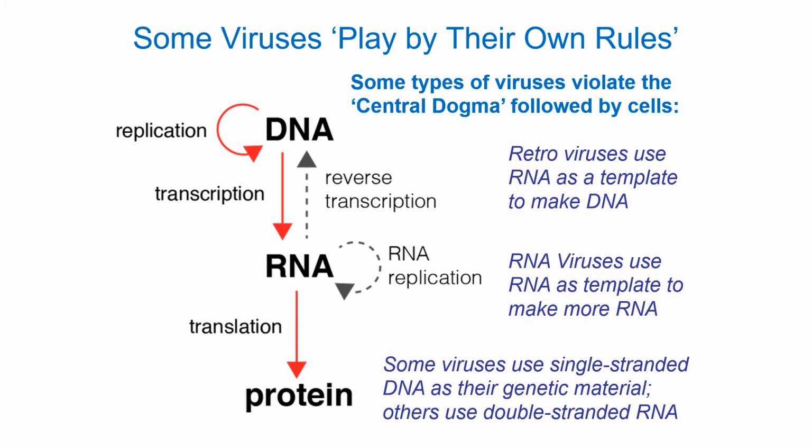Now also, remember in cells, DNA is always going to be double-stranded and RNA is going to be single-stranded. Well, there are some viruses that use single-stranded DNA as their genetic information. There are some viruses that use double-stranded RNA as their genetic information. So viruses are kind of all over the place.